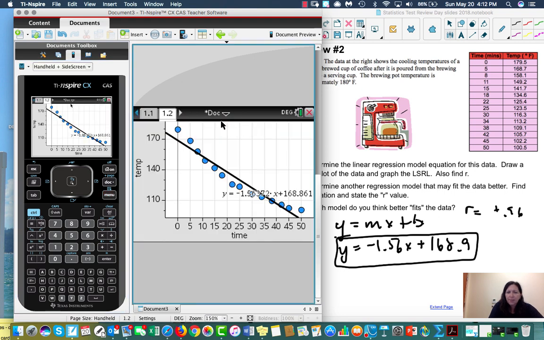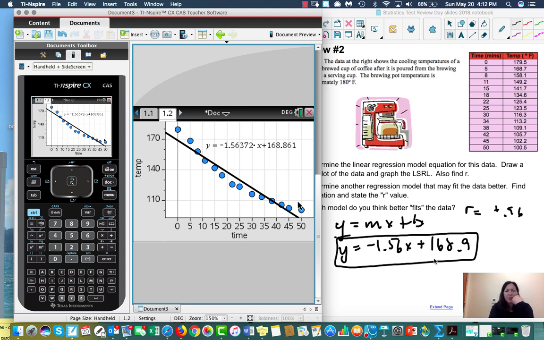Okay, there. So again, here's my equation of my line, negative 1.56x plus 168.9. Can you justify this being a line? Does it look like a line? So if it does, this is my linear model, and that's what I have.